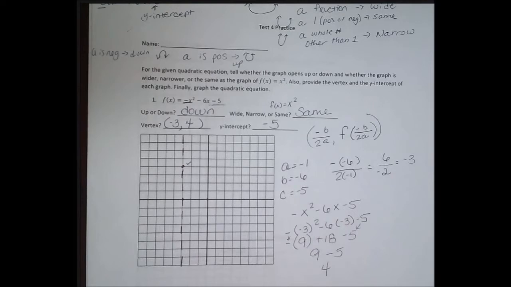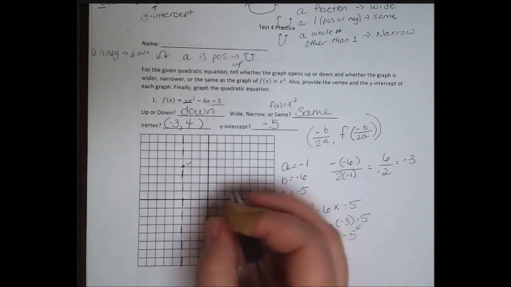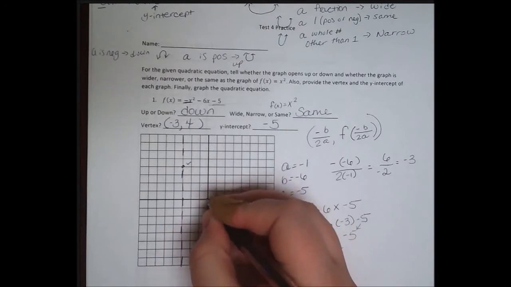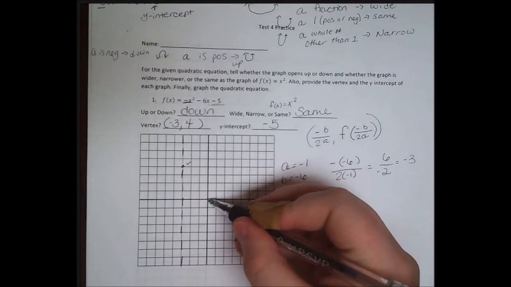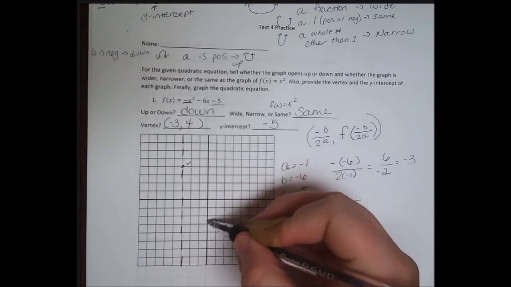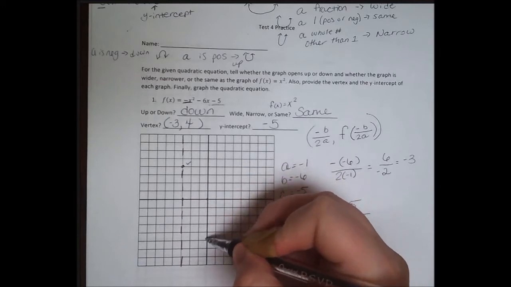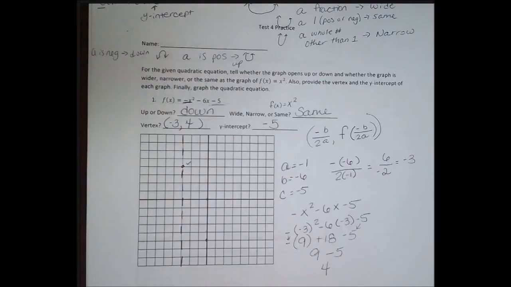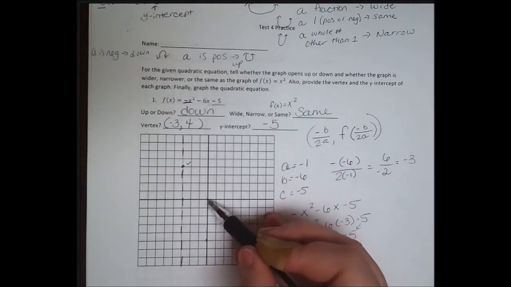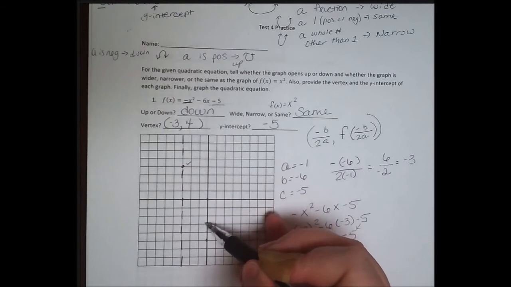The next thing that you would do is to graph your y-intercept, which would be starting at your origin, and you would go down 5. Let me move so you can't see. 1, 2, 3, 4, 5. Uh-oh, sorry guys. There we go. So again, I started here and I went 1, 2, 3, 4, 5.